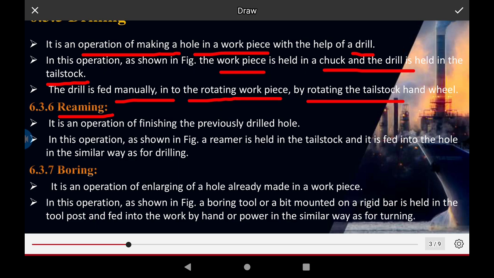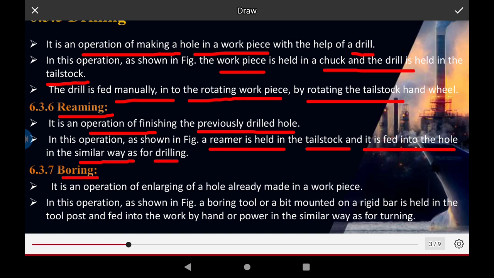Reaming. It is an operation of finishing and sizing previously drilled holes. In this operation, as shown, the reamer is held in the tailstock and fed into the hole, in a similar way to drilling.